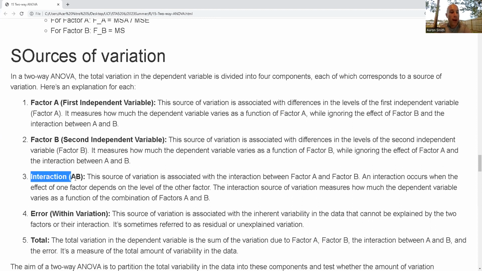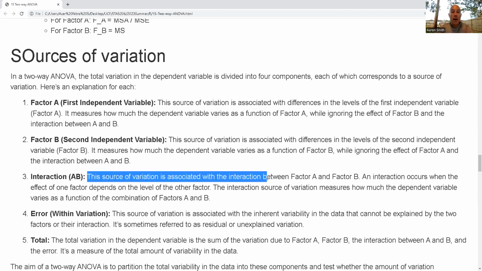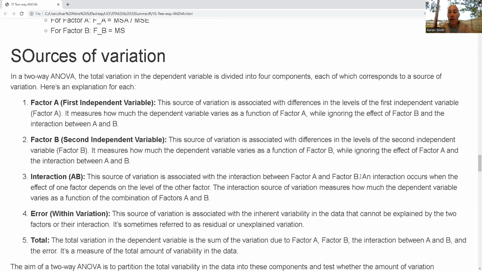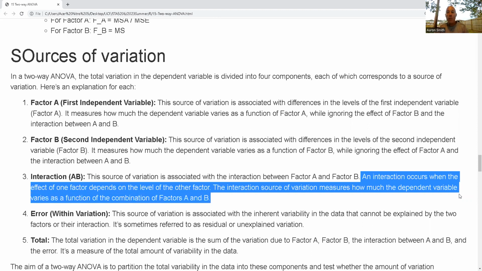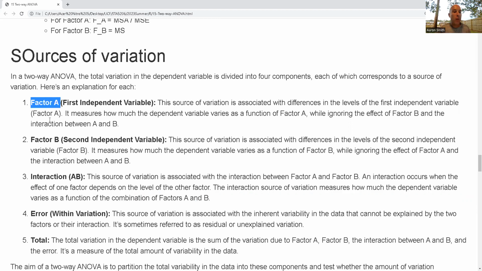Now, the one that is mathematically the spiciest, interaction. This source of variation is associated with the interaction between factor A and factor B. And the interaction occurs when the effect of one factor depends on the level of the other factor. The interaction source of variation measures how much the dependent variable varies as a function of the combination. So here we're looking at just one variable at a time. Here we're looking at the combination of those two.